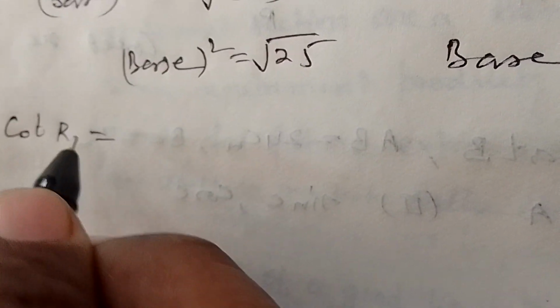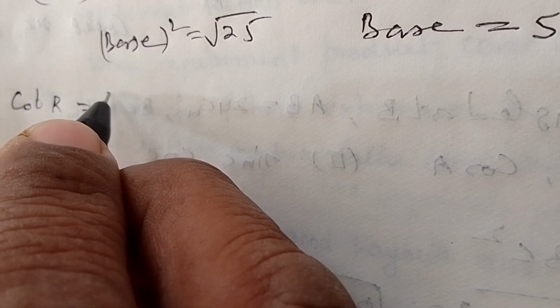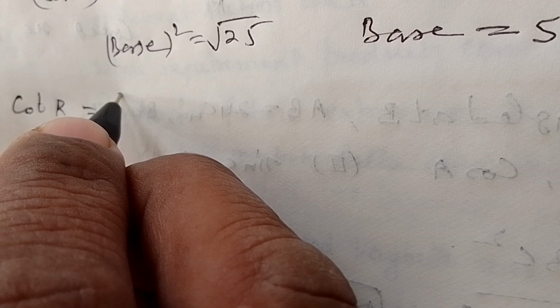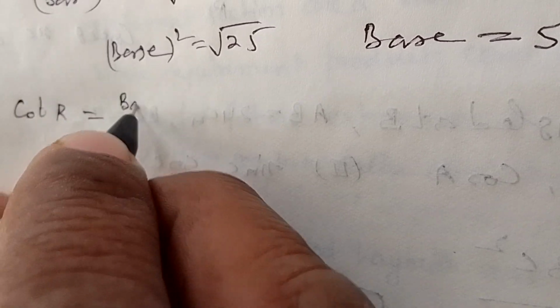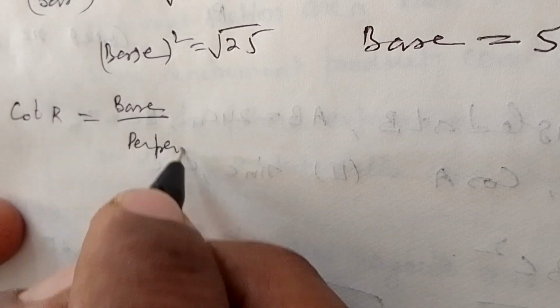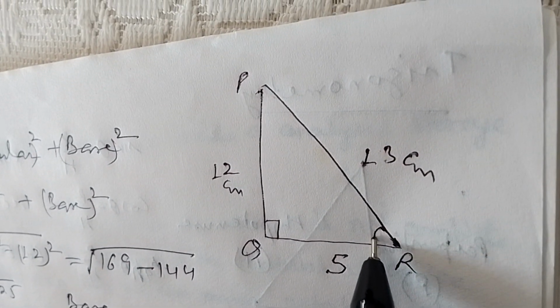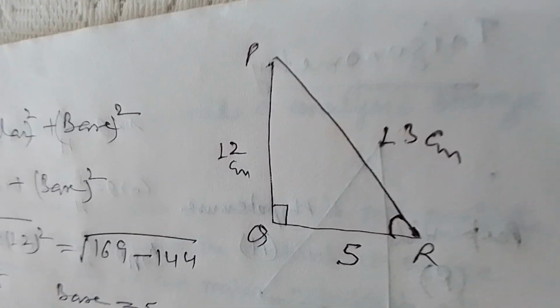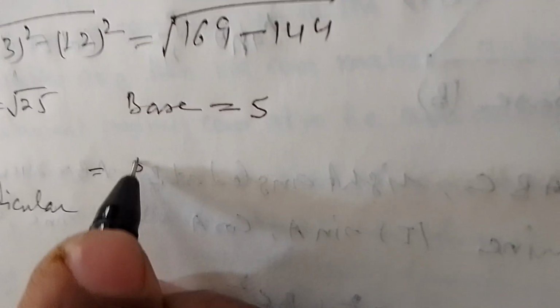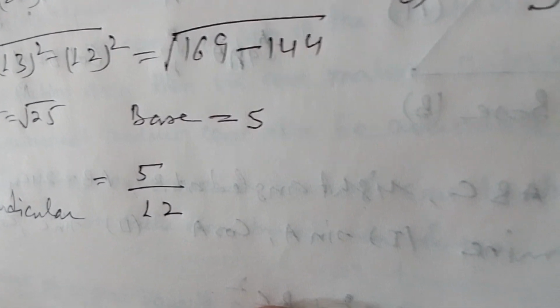Cot R, since cotangent is the base upon perpendicular, and we have to keep the R angle at front side. So base is 5 and perpendicular is 12. So this is the answer of cot R.